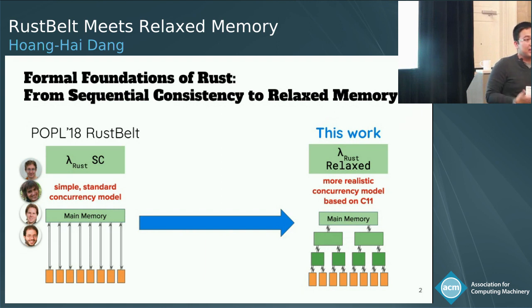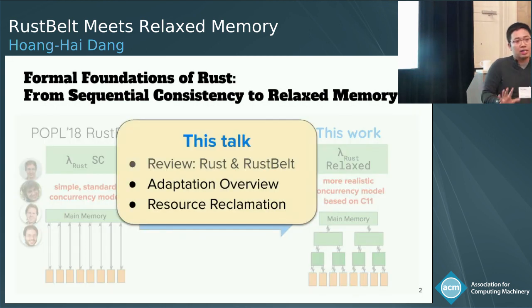So there are a lot of details in this work, and in the interest of time in this talk, I can only give you a high-level overview of what we need to do in order to port this to relaxed memory. And then in the second part of the talk, I will give you a very quick glimpse into one of our main technical challenges, which is about resource reclamation in relaxed memory. But first, let me give you a review of the Rust programming language and RustBelt.